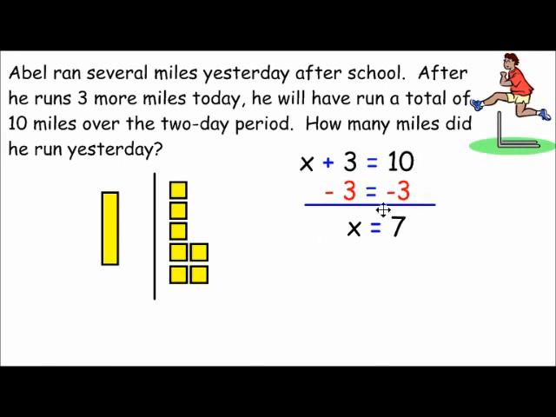So the solution to our equation is 7. The solution with our tiles is 7. And that means Abel ran 7 miles after school yesterday.